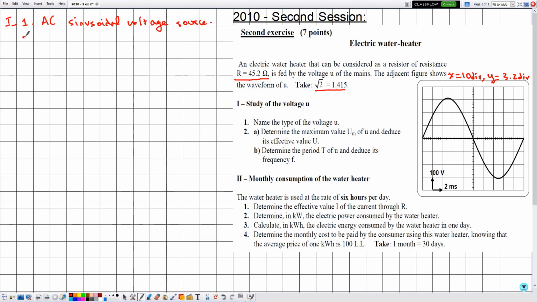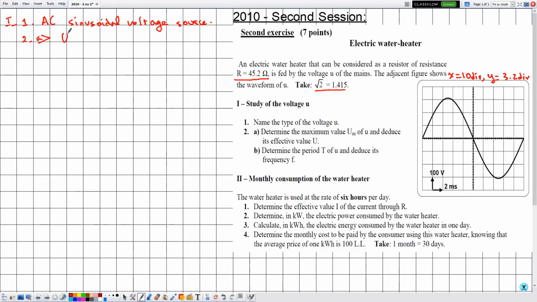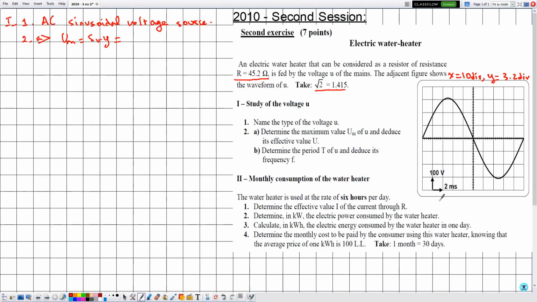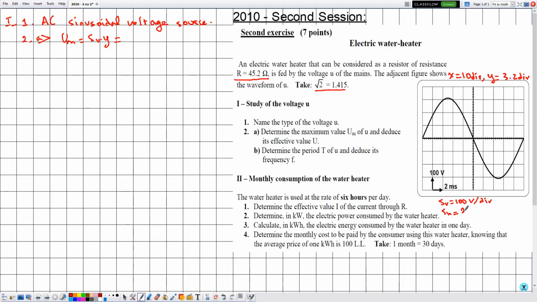voltage source. Now into part A, they are telling me to determine the maximum value Um of U and deduce its effective value U. Then Um is given by SV multiplied by Y. Now here SV represents the sensitivity along the vertical axis. So this is the vertical axis. So let's write here that SV is equal to 100 volts per division. And the horizontal sensitivity, or the horizontal scale, is given by 2 milliseconds per division.